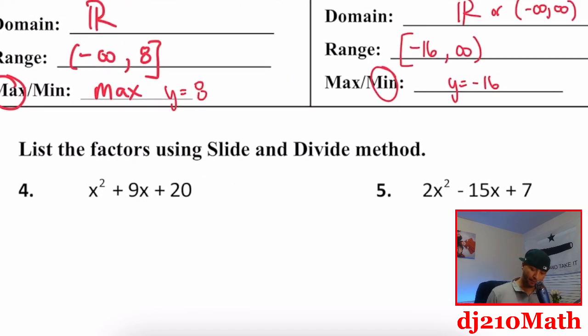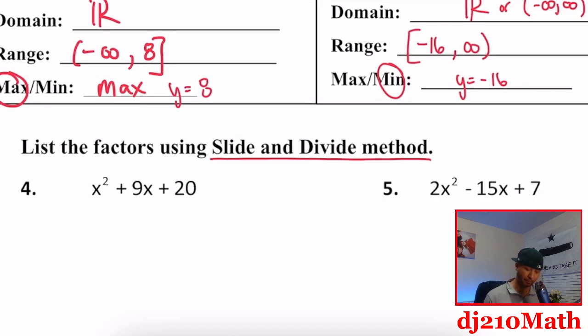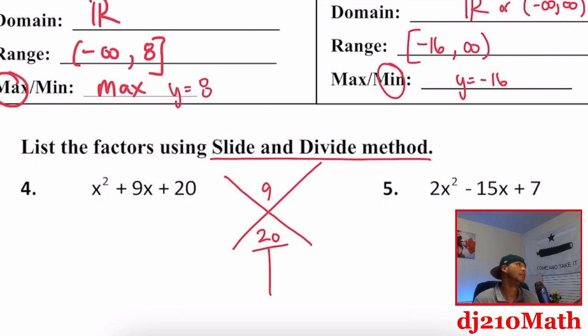All right. 4, 5, and 6. This is going to be using a very specific method, the slide and divide method. Slide and divide is nice when the number in front is a 1, because you really don't have to slide anything. You just come up with 2 numbers that multiply to make 20 that add up to 9. So 5 and 4. 5 and 4 add up to 9. 5 and 4 multiply to make 20.